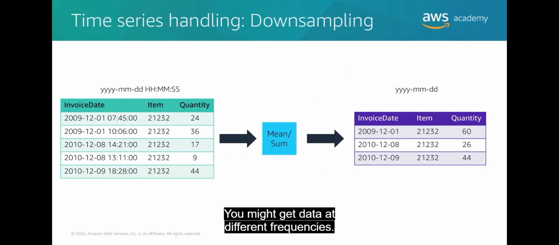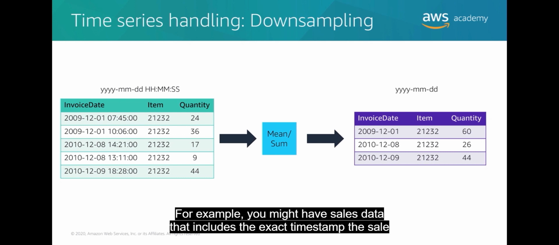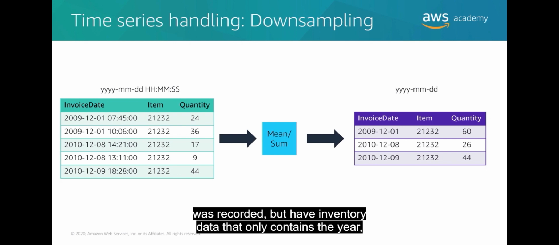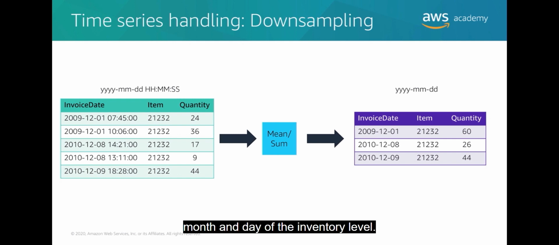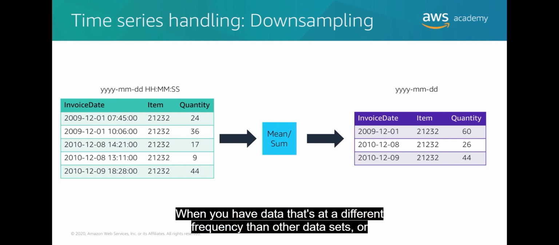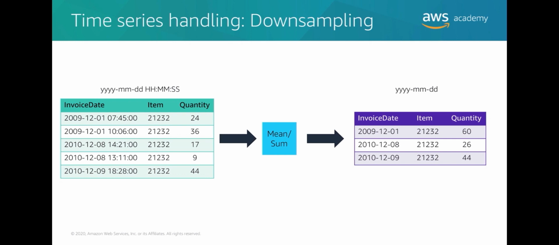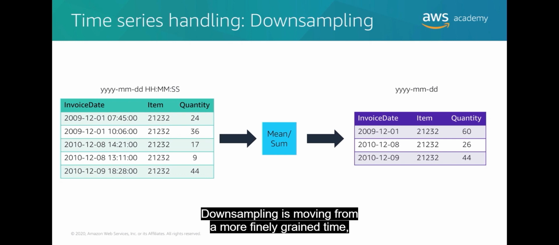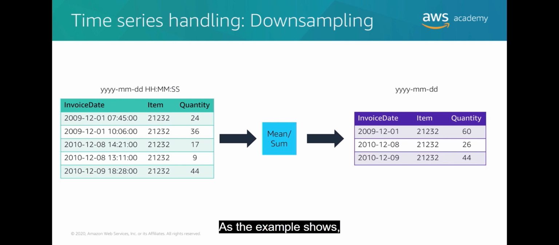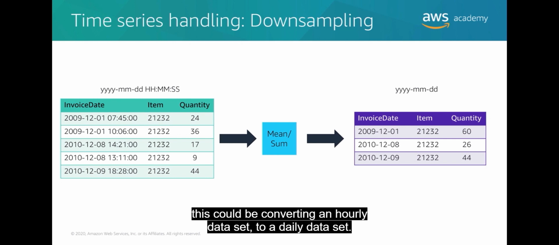You might get data at different frequencies. For example, you might have sales data that includes the exact timestamp the sale was recorded, but have inventory data that only contains the year, month, and day of the inventory level. When you have data that's at a different frequency than other data sets, or data that's not compatible with your question, you might need to downsample. Downsampling is moving from a more finely grained time to a less finely grained time. As the example shows, this could be converting an hourly data set to a daily data set.